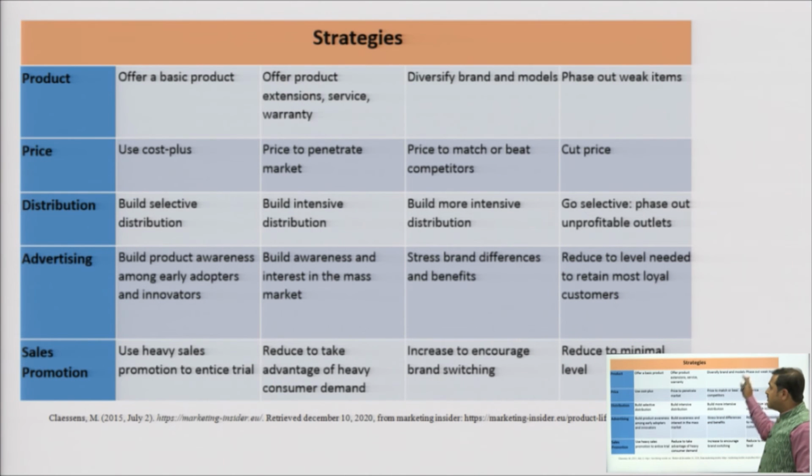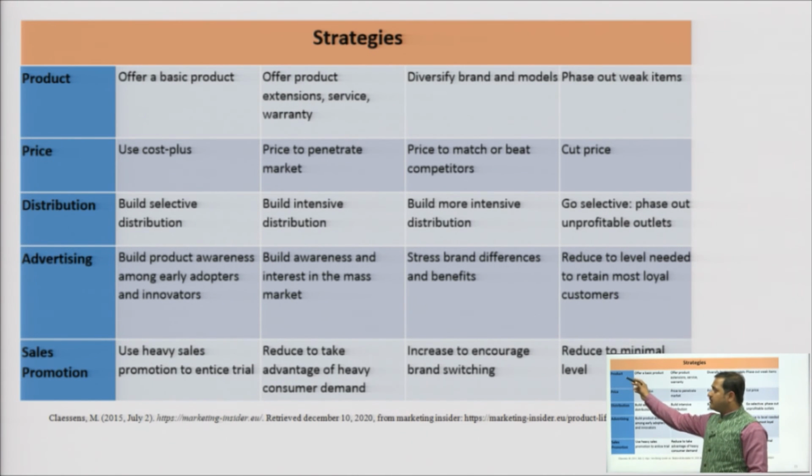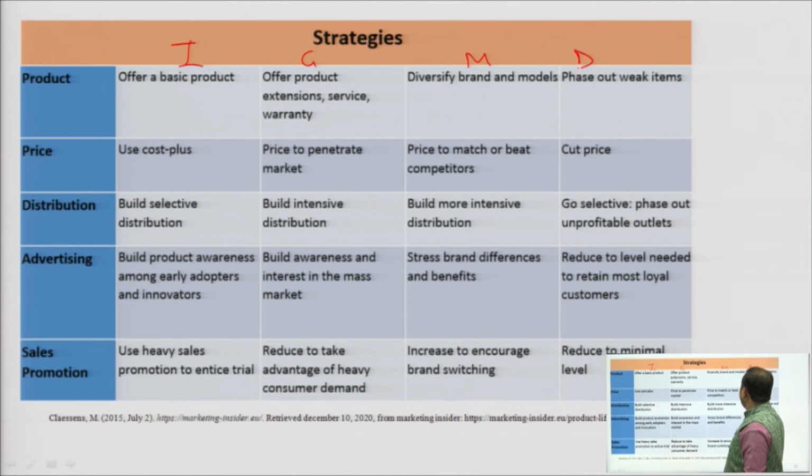Now, these are a certain set of strategies that an organization needs to follow in dealing with product, price, distribution, advertising and sales promotion, depending on the introduction, growth, maturity and decline phase. So, for product: offer a basic product, offer product extensions in the growth phase, diversify brand and model, and phase out the weak items. This is what we need to do in context to product in the different phases of the product life cycle.